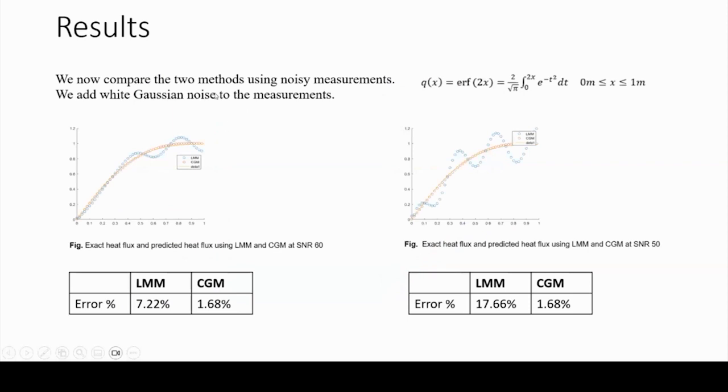Now we compare them using noisy measurements. We added white Gaussian noise to the measurements. We can see that at SNR 60, the percentage error of the Lagrange multiplier method was 7.22 and CGM was 1.68. When we increase the noise to SNR 50, the error percentage of the Lagrange multiplier method increased to 17.66, but the error percentage of the CGM method remained the same.